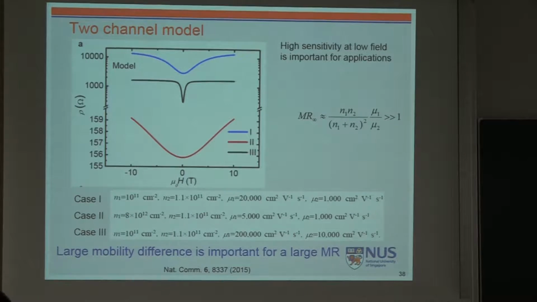So then he figured out, why do we not just think about a very simple two-channel model? Let's just assume in your device we have two channels, one channel and a second channel. Then depending on magnetic field, those two channels respond differently, and you can have very different responses. So he made this very simple model, and it turned out, once we have a large mobility difference between these two channels, basically the MR can be indefinite. It can be very large. So that was the motivation.